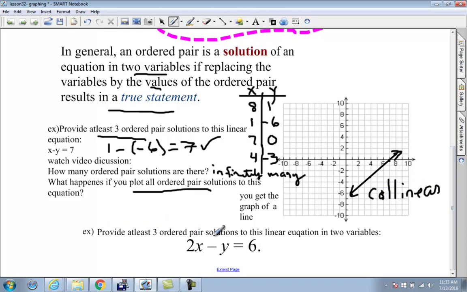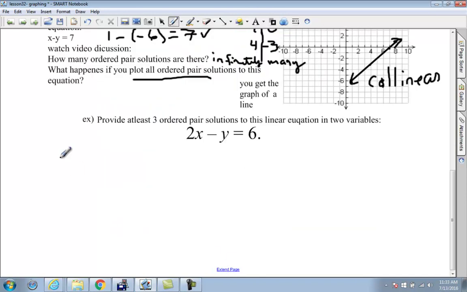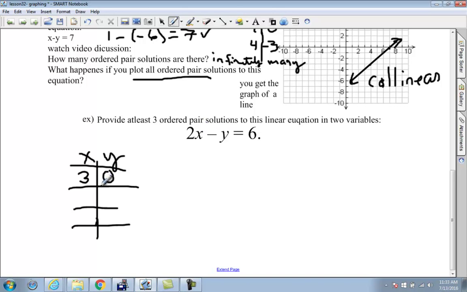Provide at least 3 ordered pair solutions to this equation. And now, you could hit pause, but you might not give me the same ordered pairs that I'm thinking of. But, okay, so let's see. Well, clearly if x were 3, 2 times 3 would make 6, and y would have to be 0. What if x were 6? What would y have to be? That's the way I like to think about it. Well, 2 times 6 makes 12, and 12 minus something would have to make 6. Well, it has to be 6, right?